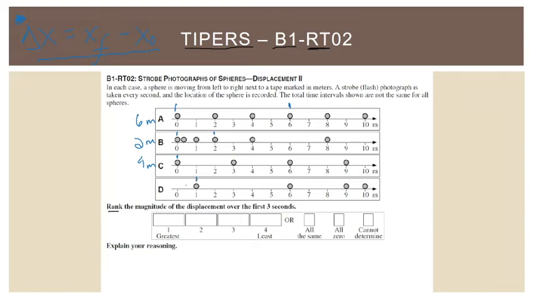So our initial position is at 1. So that's our first dot, second dot, third dot, fourth dot. It ends up at 10. And the final position, 10 meters, minus the initial position, 1 meter, is, you guessed it, 9 meters.